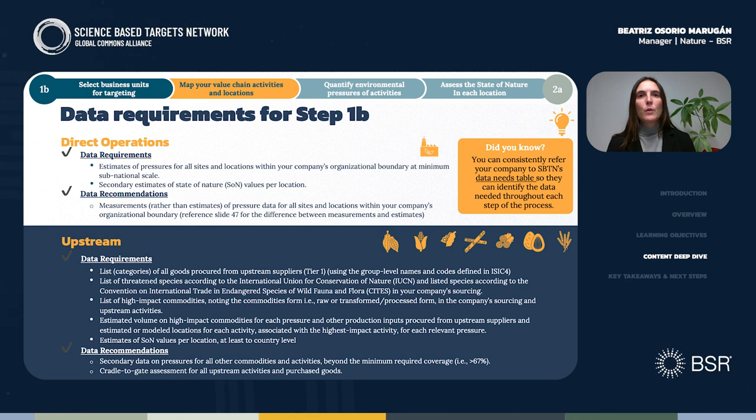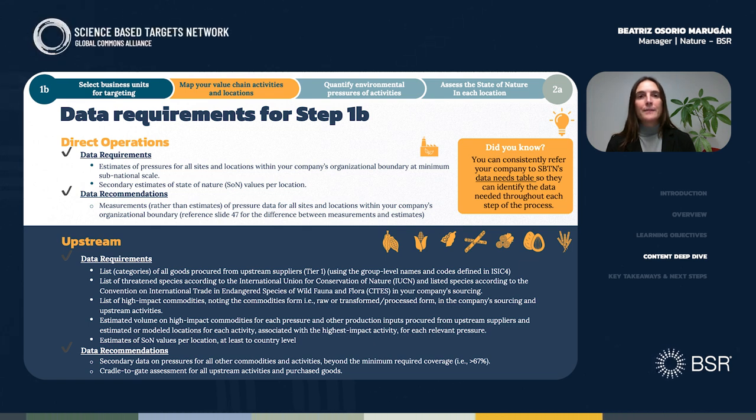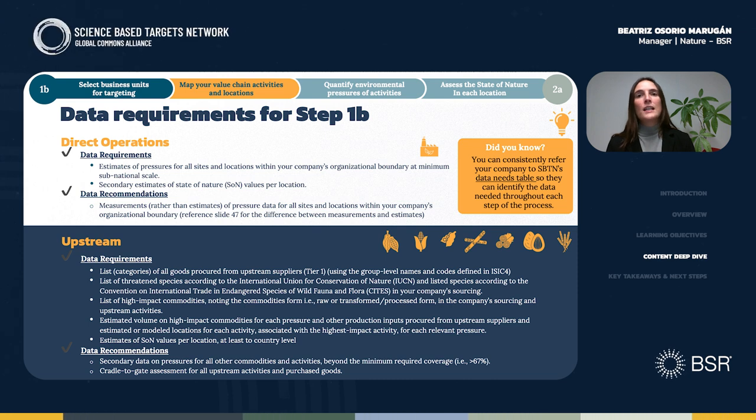For upstream, you will need a list of all procurement used as a production input, identifying what of this procurement is or contains high-impact commodities and any IUCN red-listed or CITES trade-regulated species. In this process, you will have to identify what percentage of each of the products you procure is a high-impact commodity material and calculate for each product the tonnage that comes from them and state in which state the commodity is found, that is, raw, semi-processed, or transformed form.